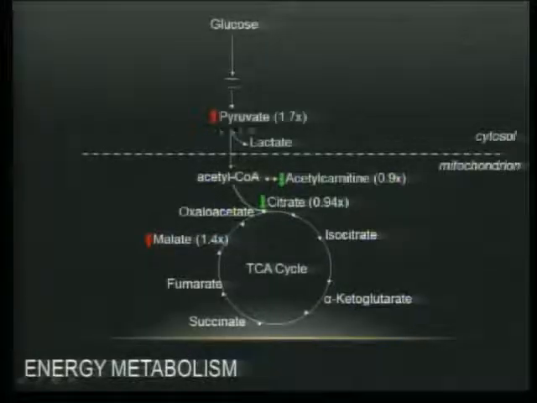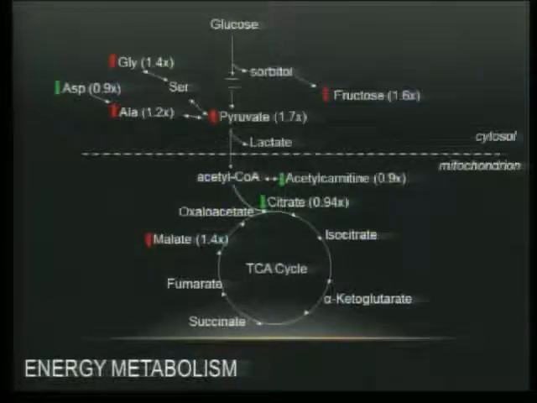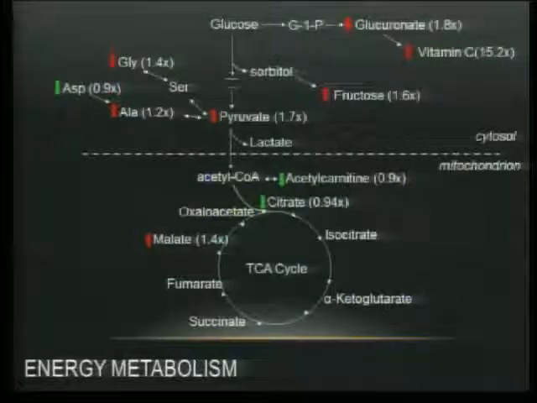Pyruvate can also be made from amino acids. So here's glycine again, and alanine was increased. Aspartate, we had a slight decrease. Glucose also has alternative metabolic pathways, and so we saw a significant increase in fructose. And then glucose can also be metabolized to vitamin C.